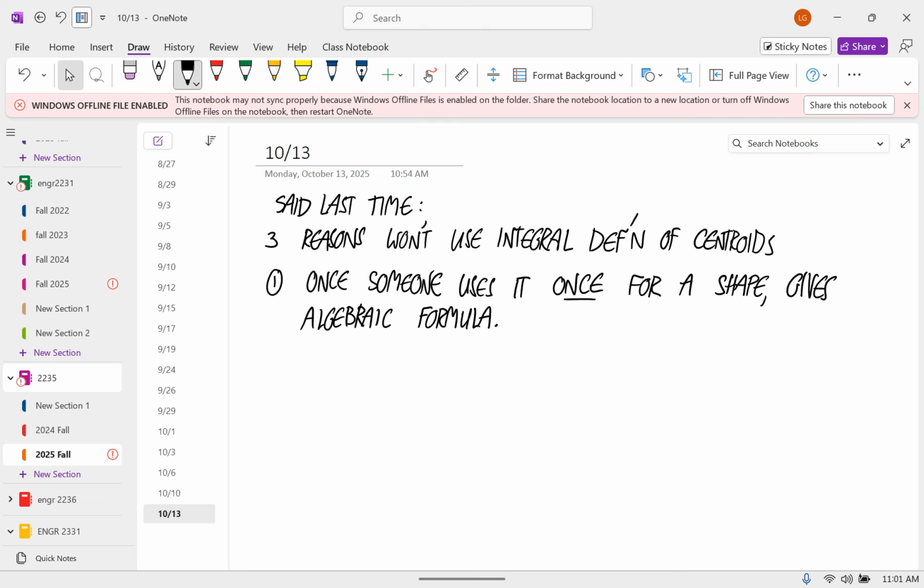There was a right triangle, a quarter circle, and a half of a parabola. And then also remember, even before we talked about it as centroids, we always did circular shapes and rectangular shapes. And that's because the centroid of those is just right in the middle where you would think it would be. So we talked about those algebraic formulas.